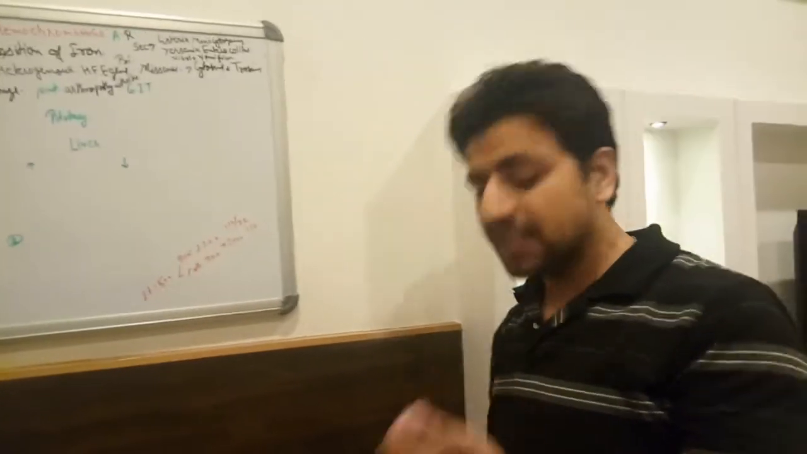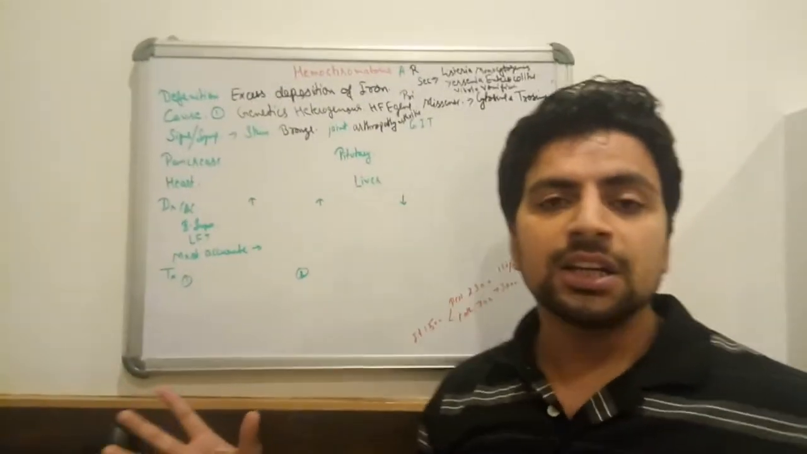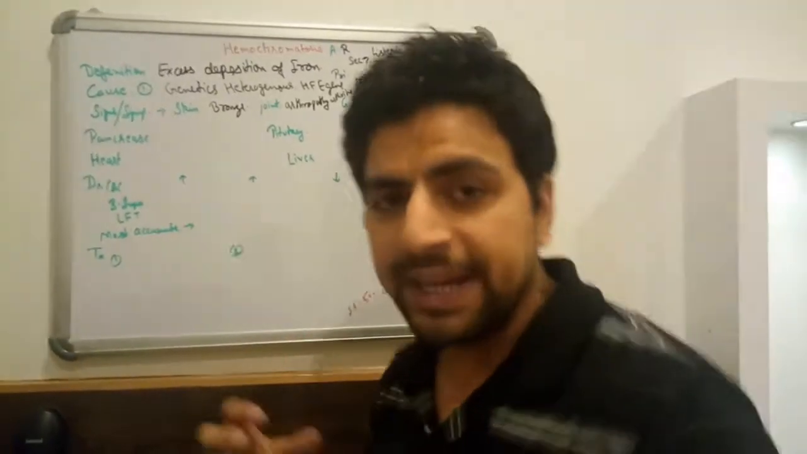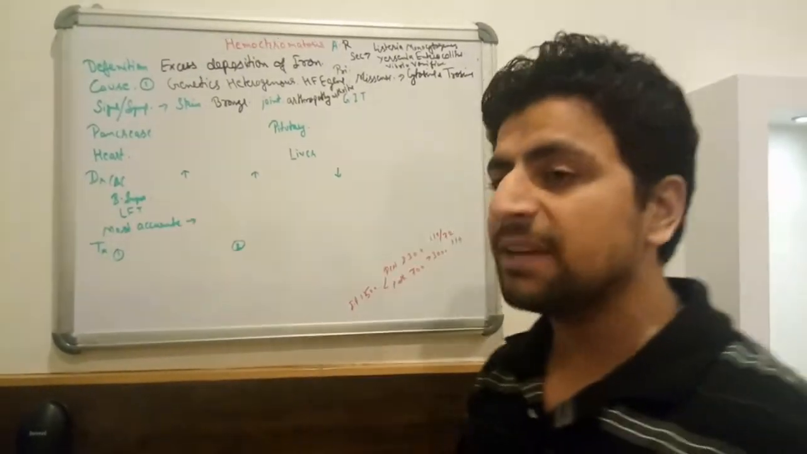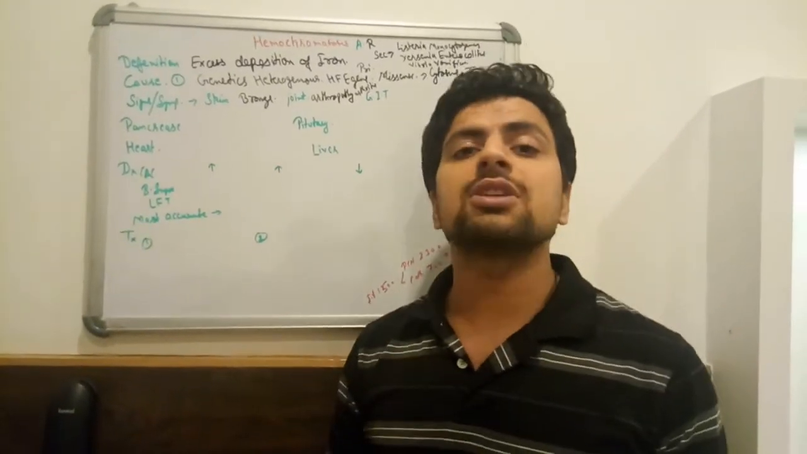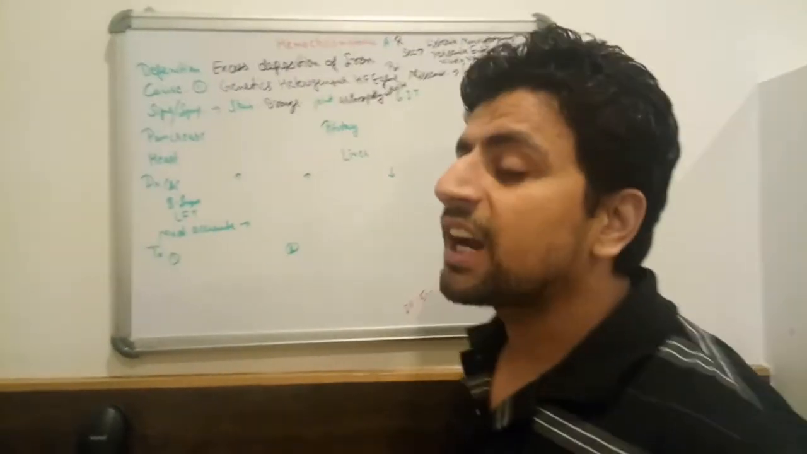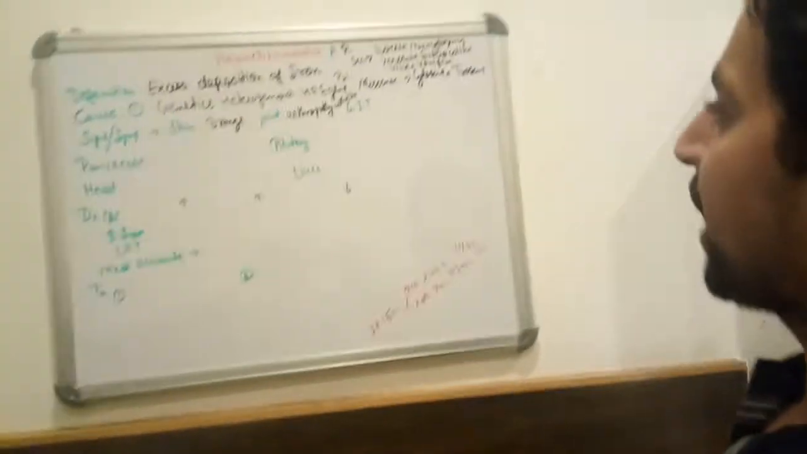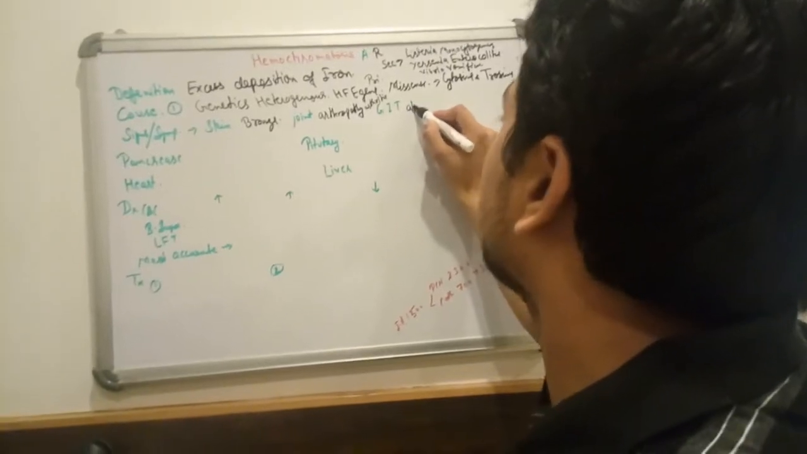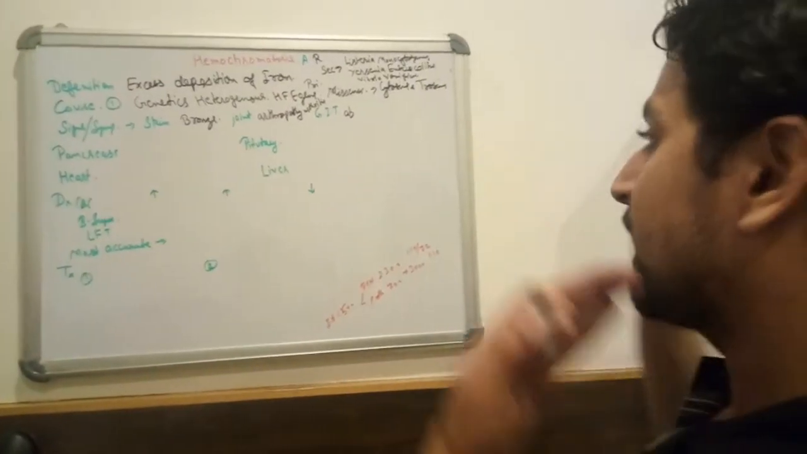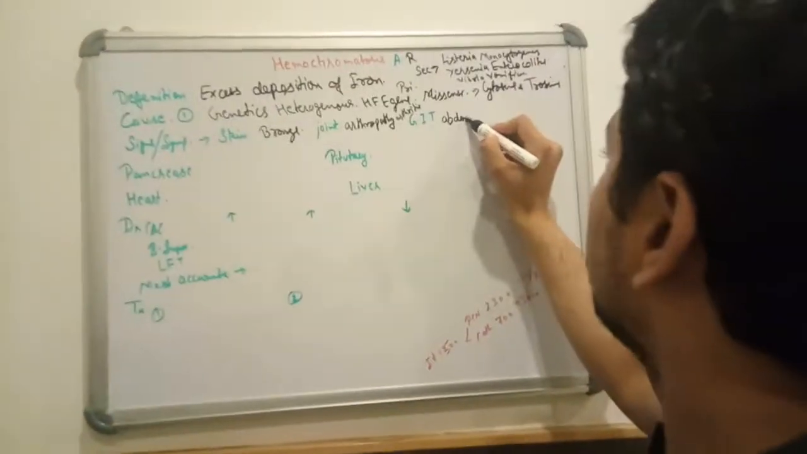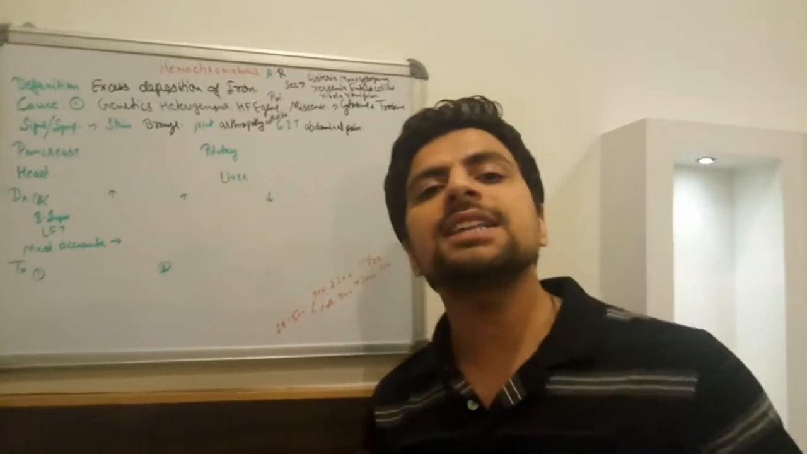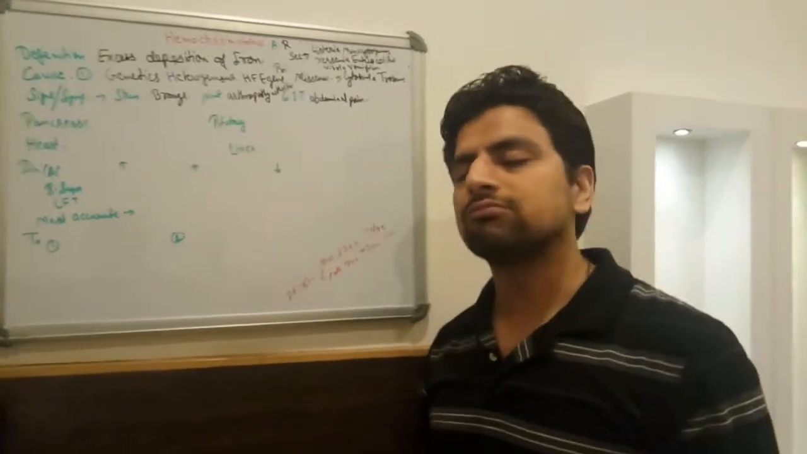Why arthropathy and arthritis? Because iron accumulates as free radicals, and these free radicals accumulate in the joints and cause arthropathy. Pain in a joint is known as arthralgia. And arthritis means inflammation of a joint and erosions. In the GI tract, it causes abdominal pain. Why abdominal pain? Because iron accumulates here, the free radicals. You know, my dear friends, the site of absorption of iron is the duodenum.